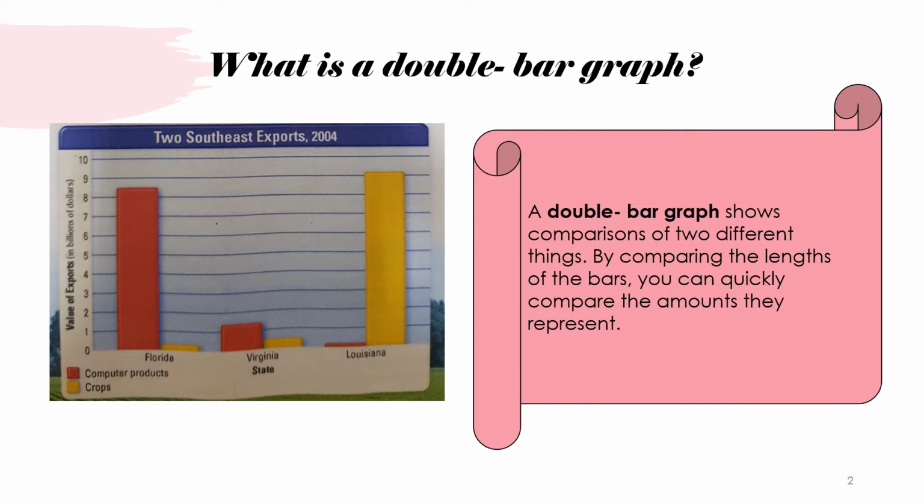Just to recap, a bar graph is a graphical display of data using single bars of various heights. A double bar graph is simply a graphical display of information using two bars beside each other at various heights. By comparing the lengths of the bars, you can quickly compare the amounts they represent.